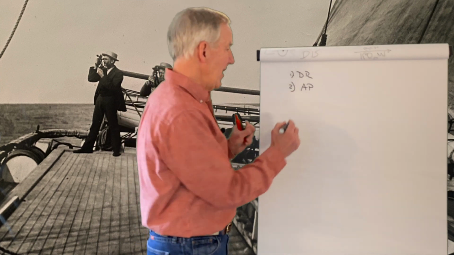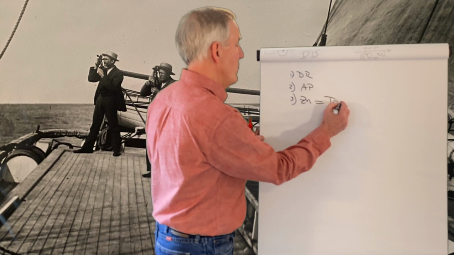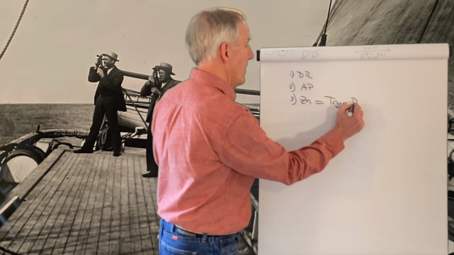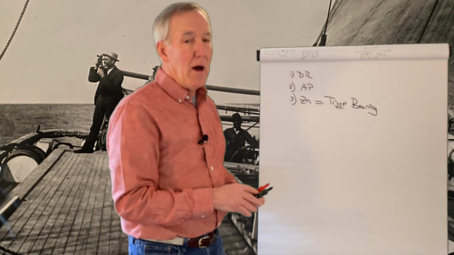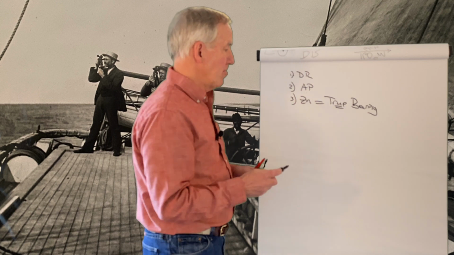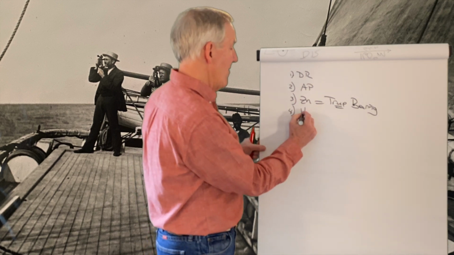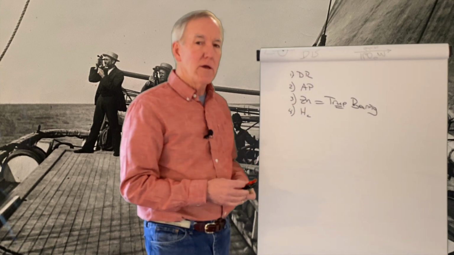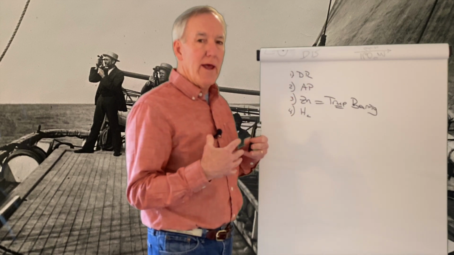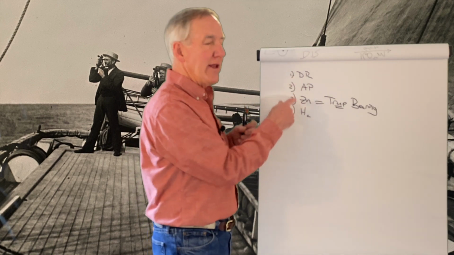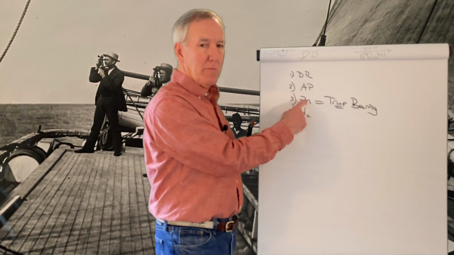When we go into site reduction tables, we come out with the ZN, which is the true bearing to the body, whatever the body might be. The second piece of information we get out of the site reduction tables is our HC, or calculated altitude. The altitude and the bearing we would have seen if we were standing at the assumed position. That's what our sextant would have read, and that would have been the bearing to the body.